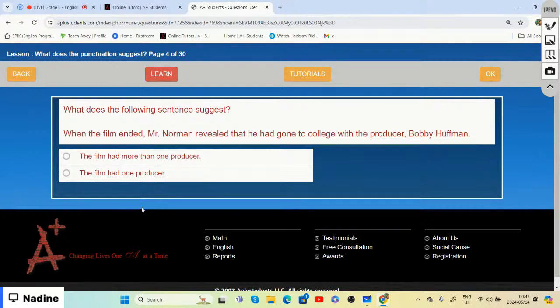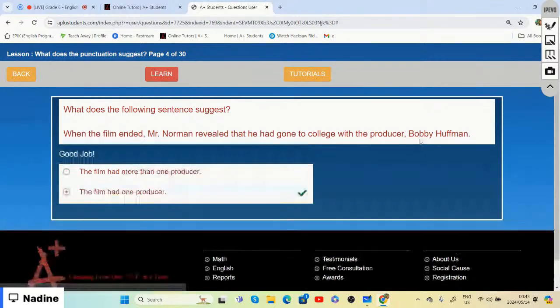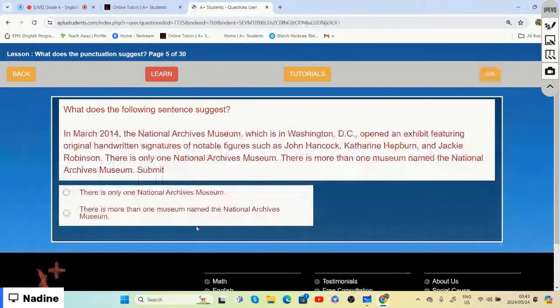All right. So basically, it says that when the film ended, Mr. Norman revealed that he had gone to college with the producer. And who is the producer? The producer is Bobby Huffman. So we can say that it only had one producer. All right. Well done.